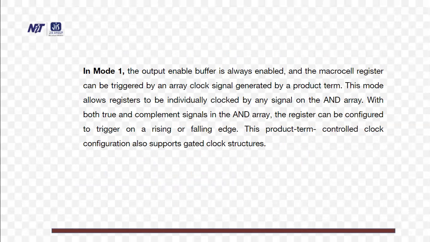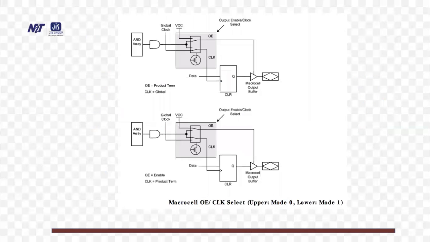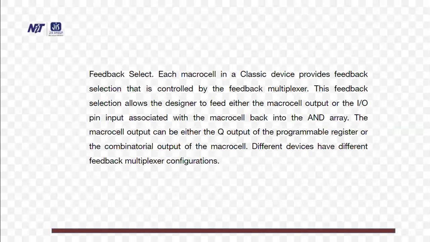This mode allows registers to be individually clocked by any signal on the AND array. With both true and complement signals in the AND array, the register can be configured to trigger on a rising or a falling edge. This product term controlled clock configuration also supports gated clock structures. So this is the macro cell OE or clock select. Upper is mode 0, lower is mode 1.